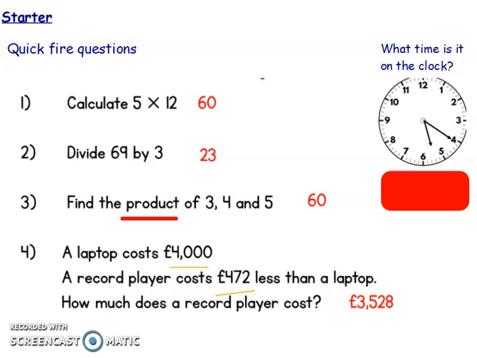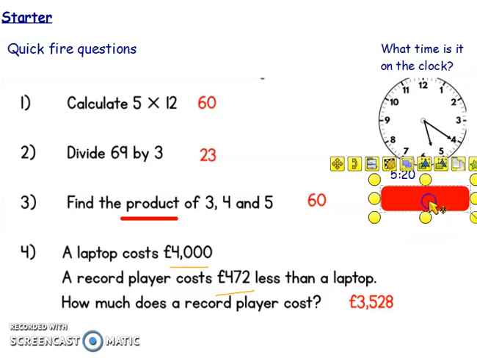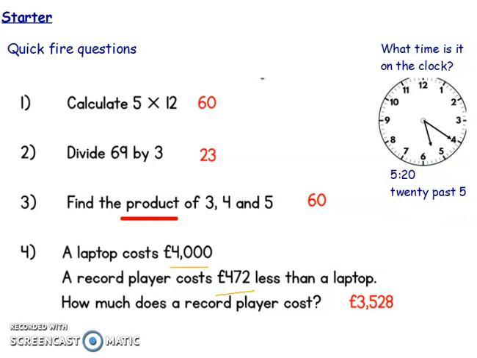The last question asks you what time it is on the clock. Well, I can see that the minute hand is 5, 10, 15, 20 minutes past the hour, and the small hour hand is just past the 5. So your answer could have been in digital, 5:20, or you could have written it as 20 past 5. Well done if you got that right.